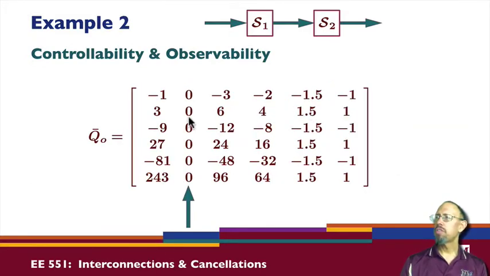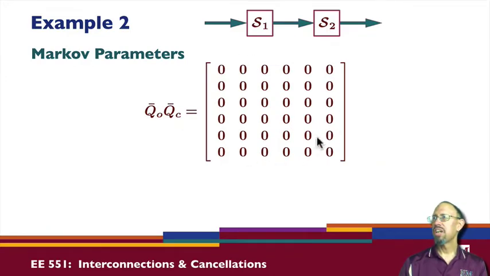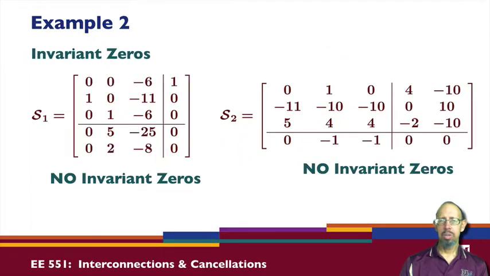If we were to form the observability matrix, this is what we would get. We get a column of zeros coming out. And also we can see that these two columns are linearly dependent on one another. If we were now to take the two matrices and multiply them together, wow, we get all zeros. That's pretty wild. So that's a pretty interesting situation.